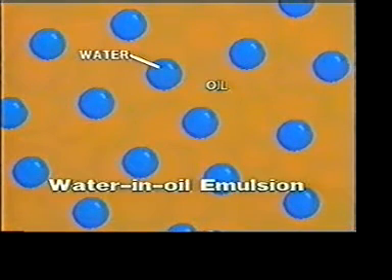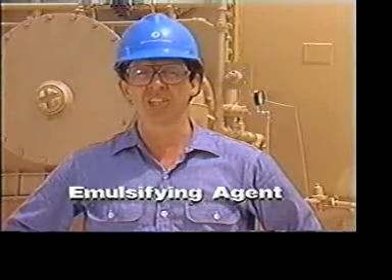In an emulsion, one liquid is spread out or dispersed throughout another in the form of small droplets. In oil field emulsions, water is usually dispersed in oil and referred to as a water in oil emulsion. In order to hold these emulsions together, some type of emulsifying agent is needed.